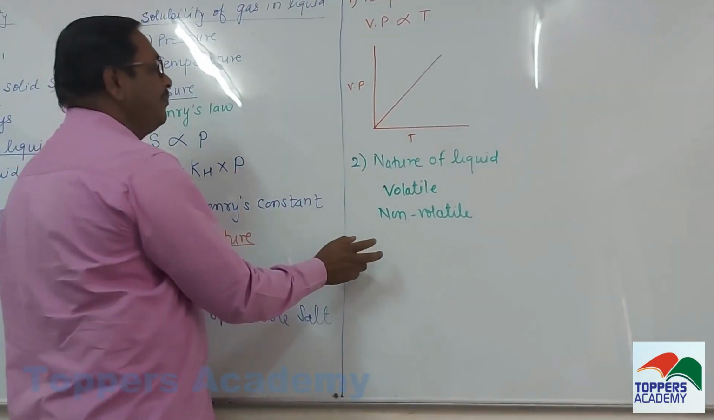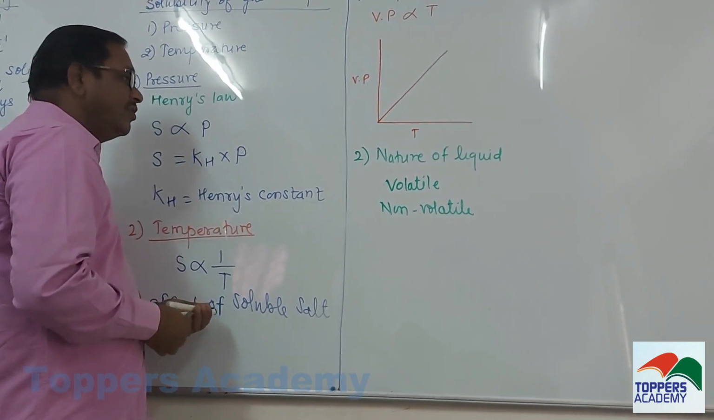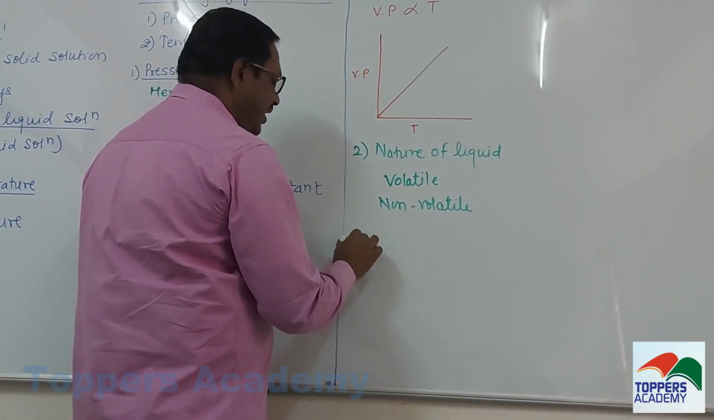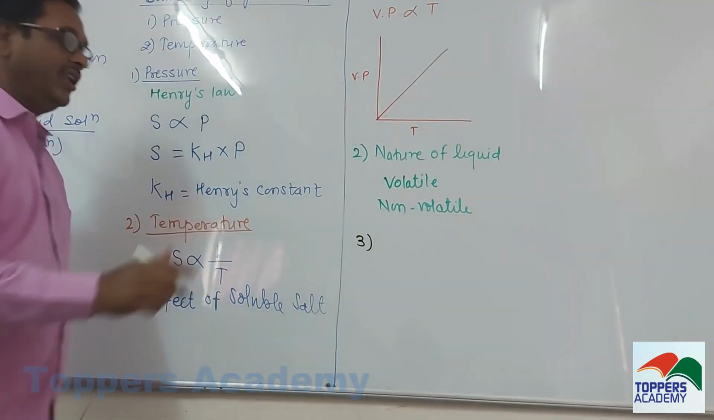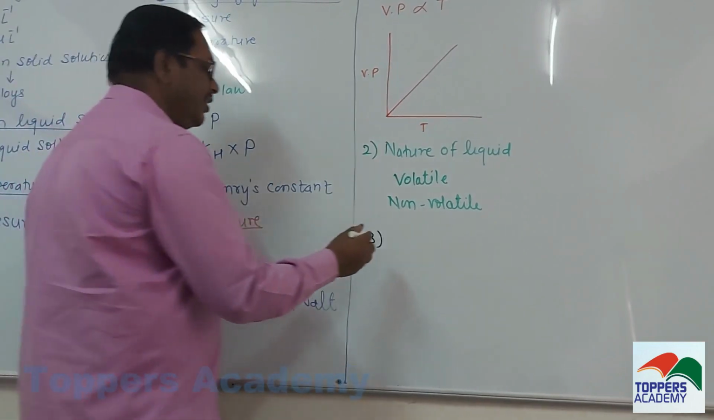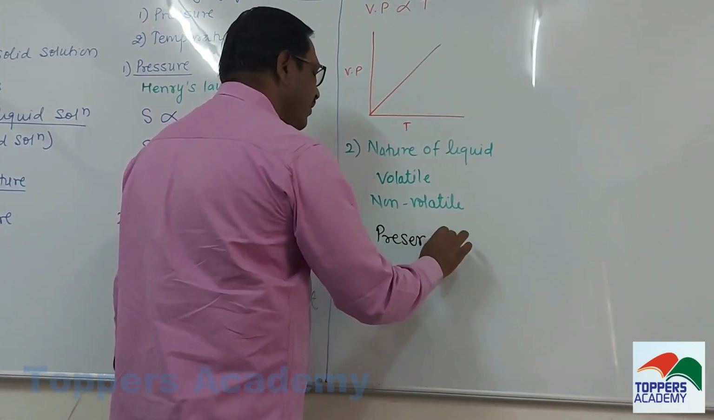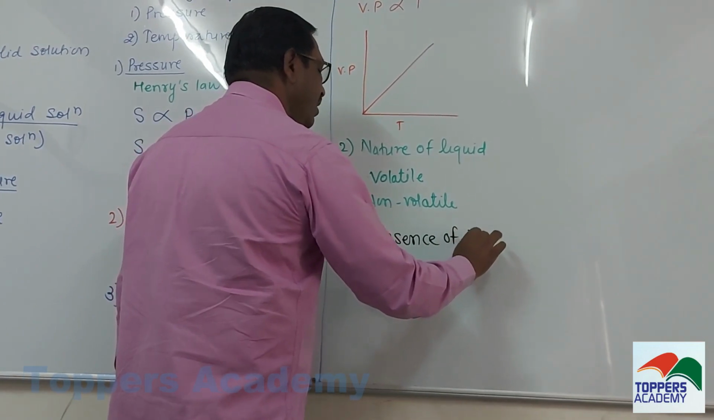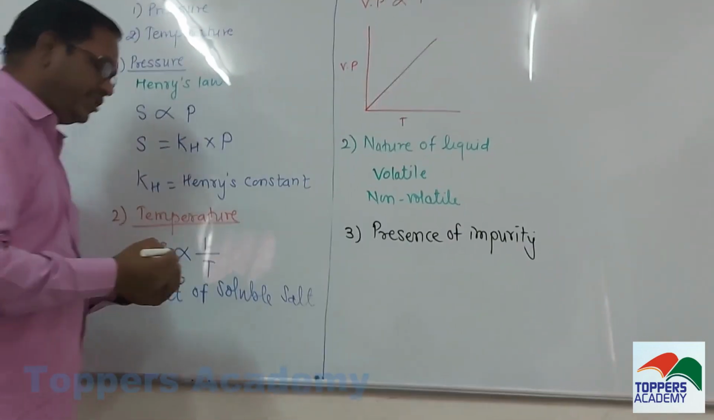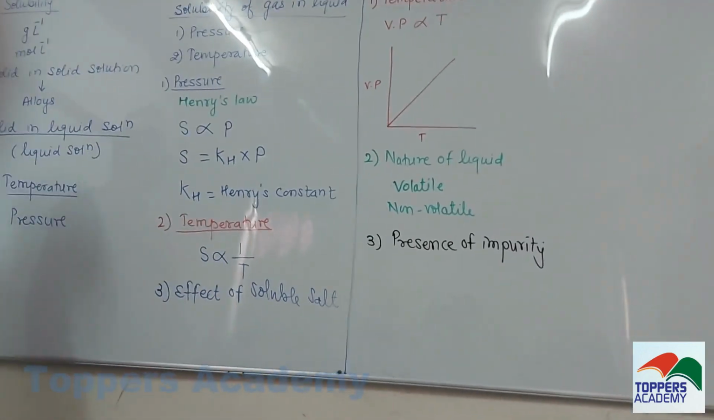In this way, the third factor is affecting the vapor pressure here. Now the third factor affecting the vapor pressure of a liquid is the presence of impurity. Now how does the presence of impurity affect the vapor pressure of a liquid here?